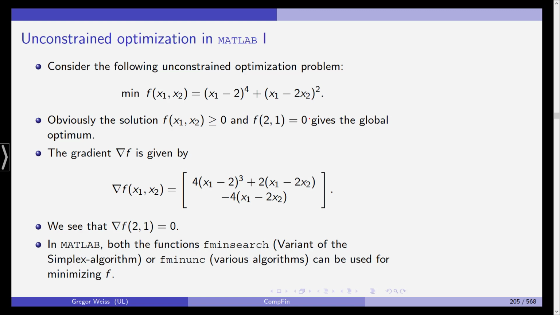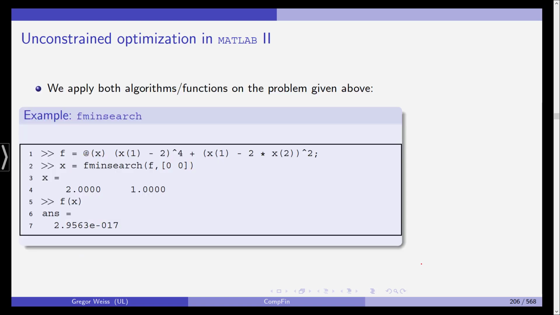Now let's have a look at the gradient. The gradient is simply the vector of the first partial derivatives. If you insert the global optimum, you can see that the gradient at this point is 0. First derivatives are 0 at the optimum. And you can use both the functions fminsearch, which is a variant of the simplex algorithm, or fminunc, which includes many various algorithms, which will be switched on and switched off depending on the function you're trying to minimize. So let's have a look at this.